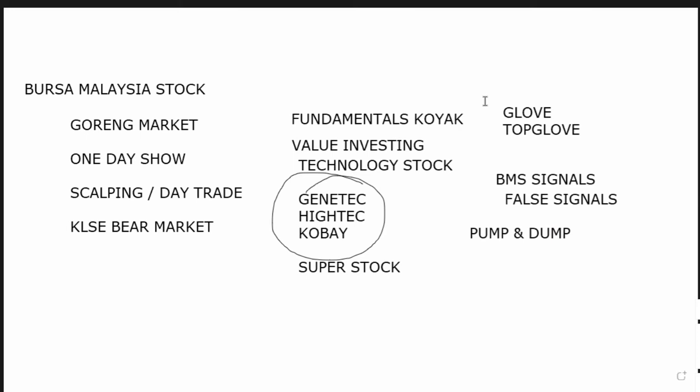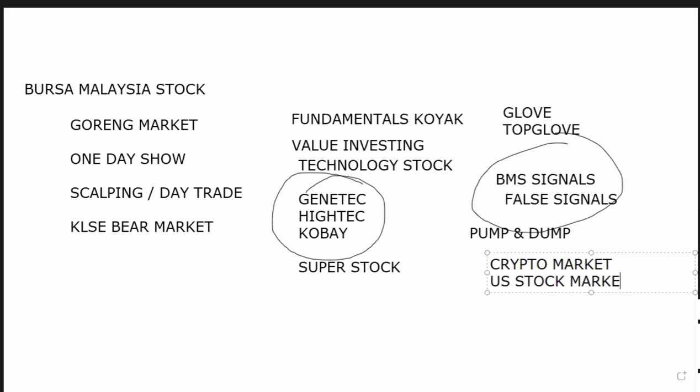So the signals can work well. All right, we have tested the signals, right? The BMS signals work well in the crypto market, okay? Crypto market and even the US stock market, right? Because this kind of market is very different from Bursa. They have high volume, okay? The movement of the asset is not easily manipulated, right? You cannot manipulate. There's no manipulation, right?